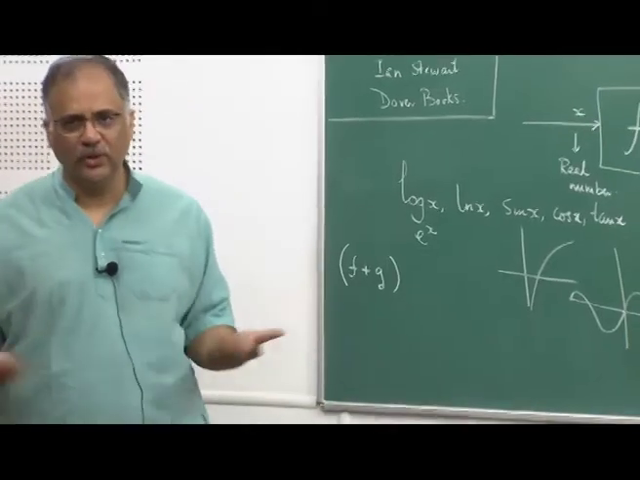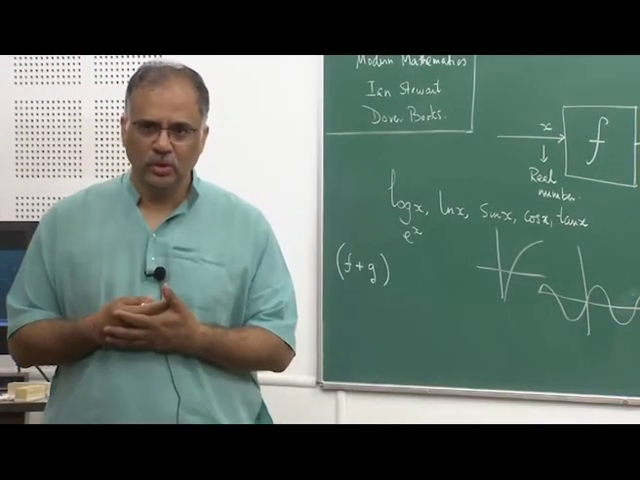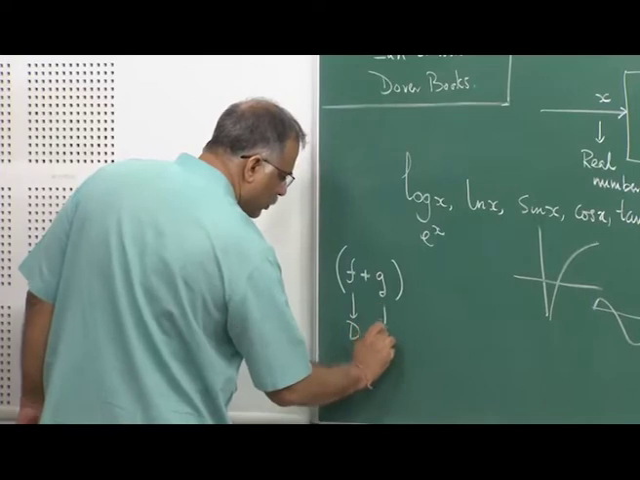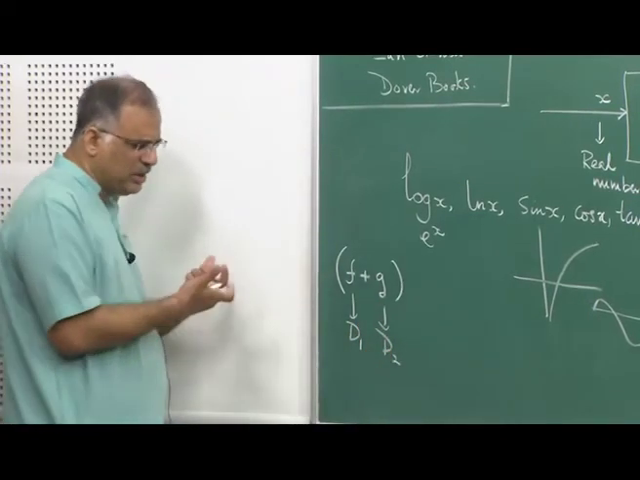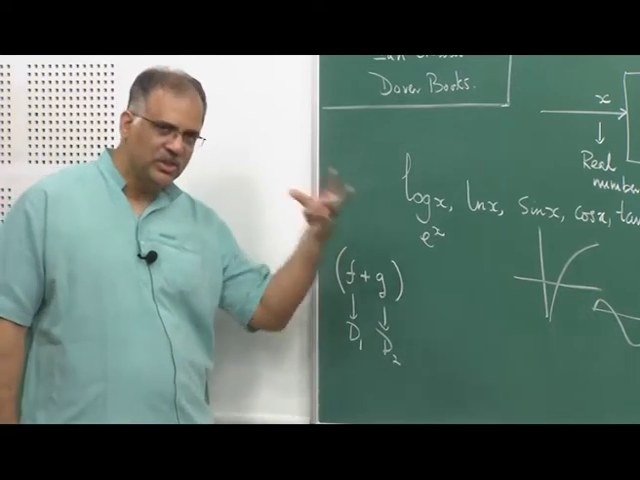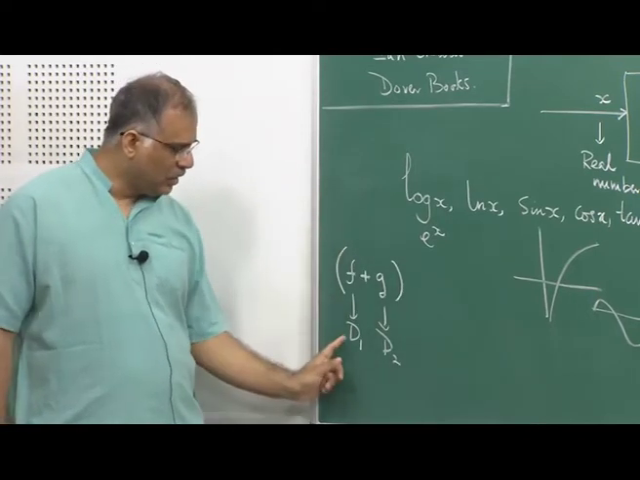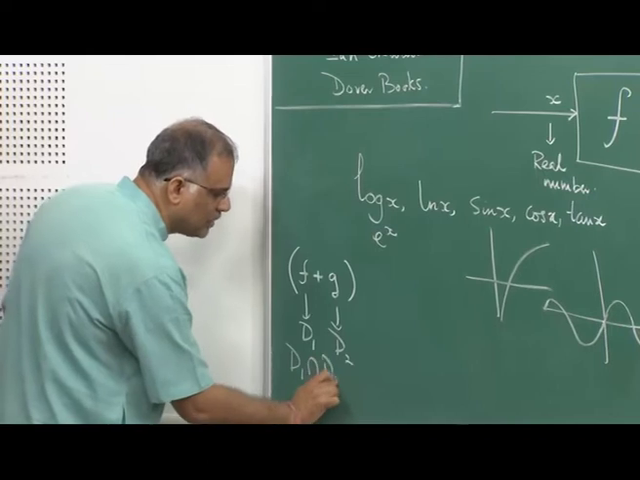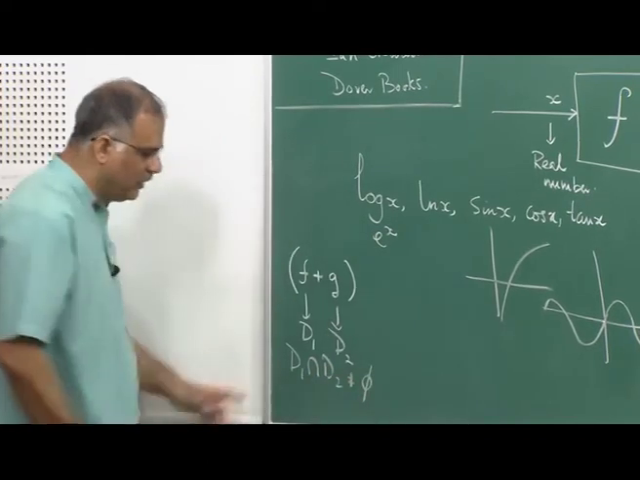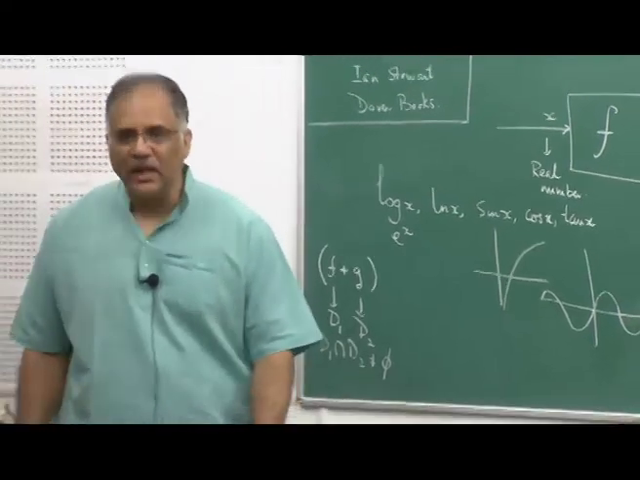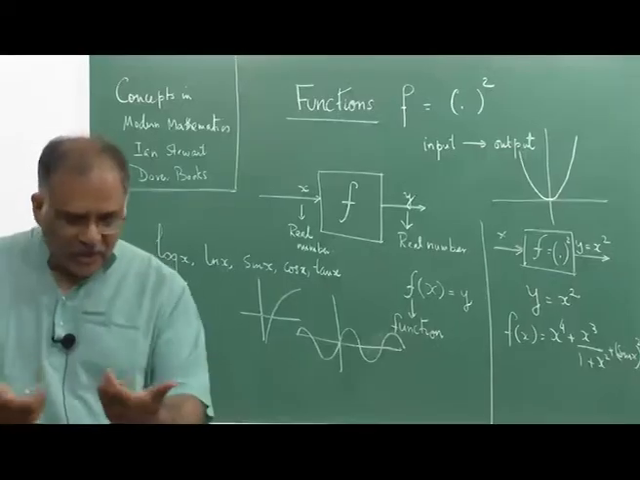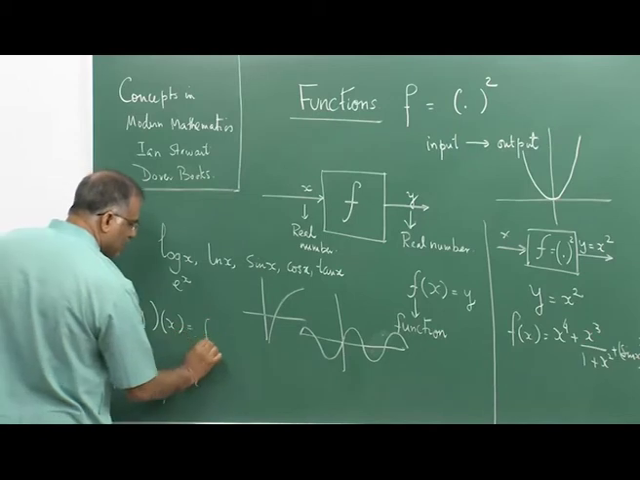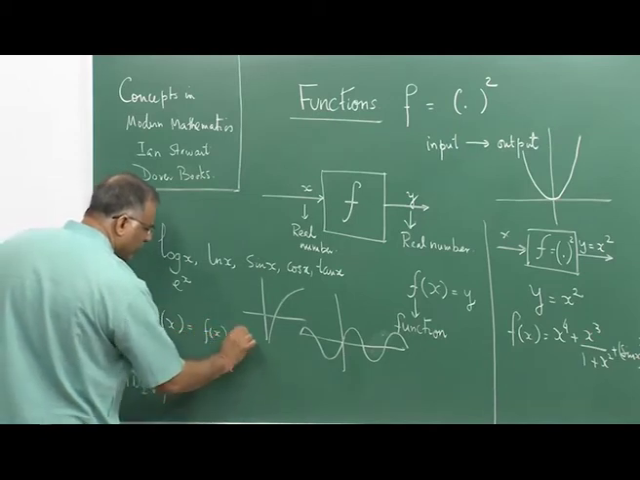If f and g are two functions given over two different domains, suppose this is the domain D1 and this is the domain D2, then this f plus g is a function where you have to operate both f and g. So, then this function is only defined if the intersection between the domains is non-empty. If the intersection between the domains is empty, you cannot add these two functions. And the formula is very simple. If I operate on input x, this is nothing but f of x plus g of x.